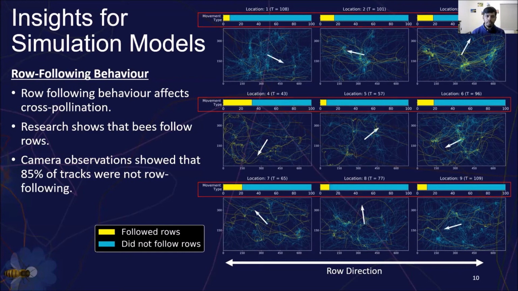And in this plot, the white arrows show the general directionality of honeybees at each location. Next, I will present the variation in turn angles and step length, which explains this behavior. However, it's important to note that the honeybee behavior might vary from one cropping system to another.